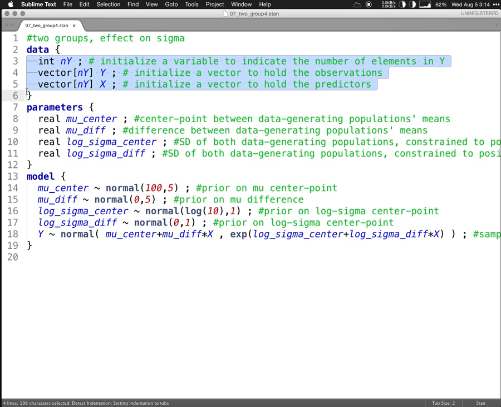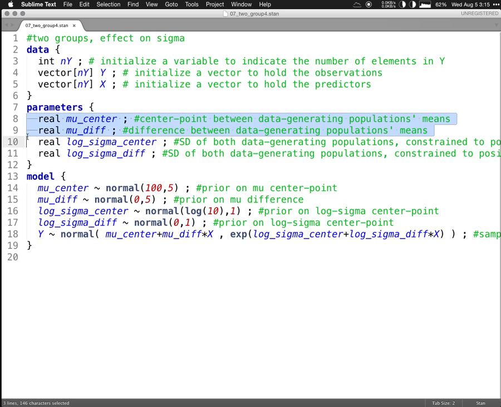So the input data is same as above in terms of we've got a long format. So we've got y as the observations, x as the predictors. It's just -0.5 for y1 and +0.5 for y2. We've got the same as before. Instead of, I think I had it as mu and diff, here I'm being explicit and saying mu center and mu diff. But here we have, instead of just a simple sigma, we have two values, log sigma center, log sigma diff.